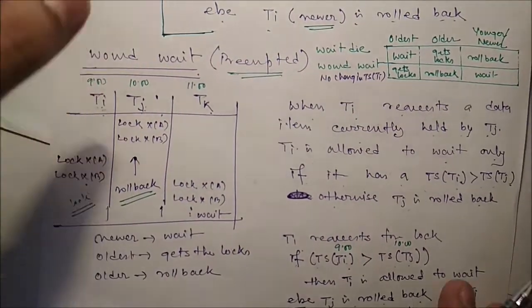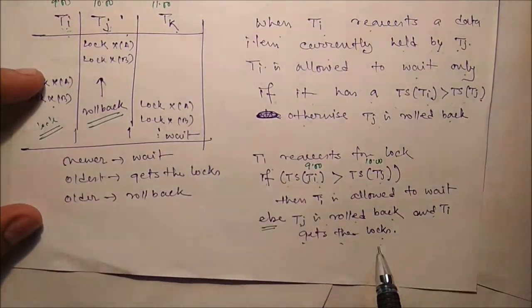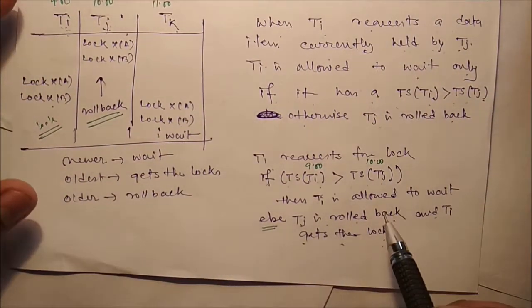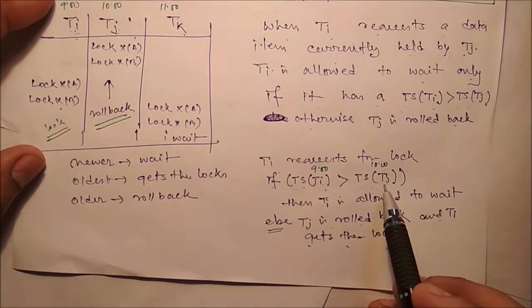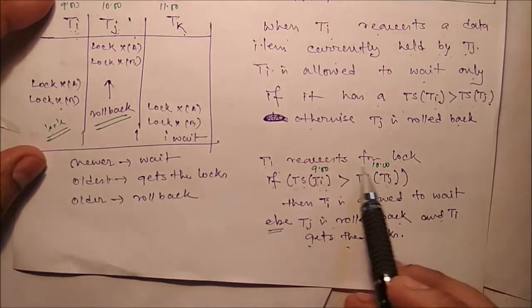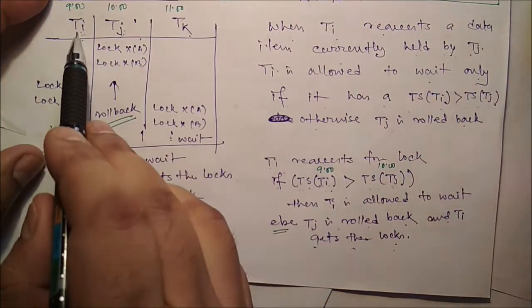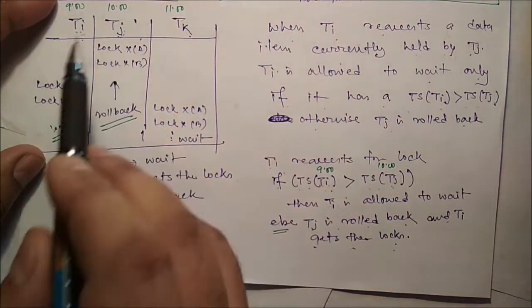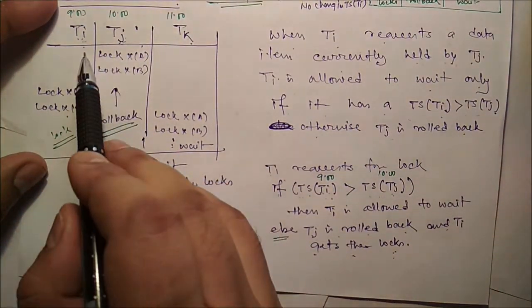If it is not the case, then Tj is rolled back and Ti gets the lock. Are you getting this one? So if TSTi is greater than TSTj, now Ti is requesting. If this condition is not true, that means what? This condition is not true because Ti is older than Tj, so Tj is rolled back and Ti gets the lock.